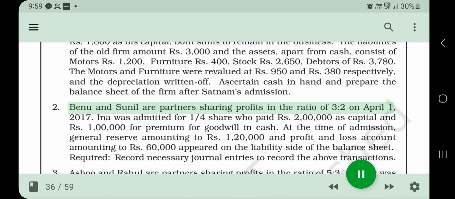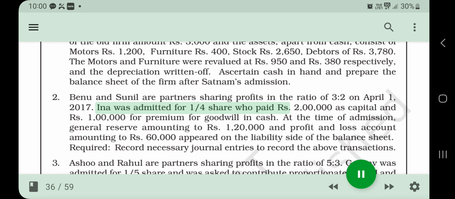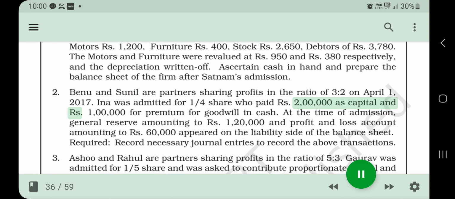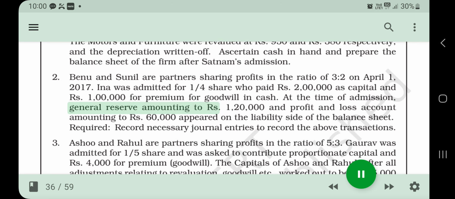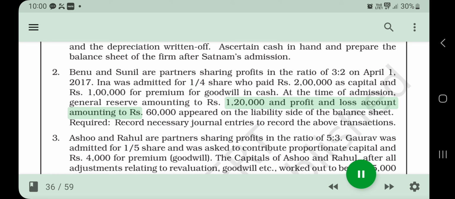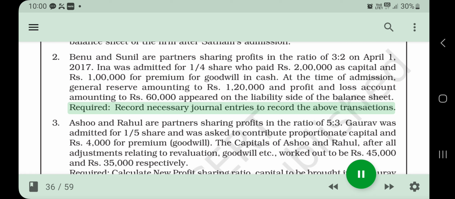2. Benu and Sunil are partners sharing profits in the ratio of 3:2. On April 1, 2017, Ina was admitted for 1/4 share, who paid Rs 200,000 as capital and Rs 100,000 as premium for goodwill in cash. At the time of admission, general reserve amounting to Rs 120,000 and profit and loss account amounting to Rs 60,000 appeared on the liability side of the balance sheet. Required, record necessary journal entries to record the above transactions.